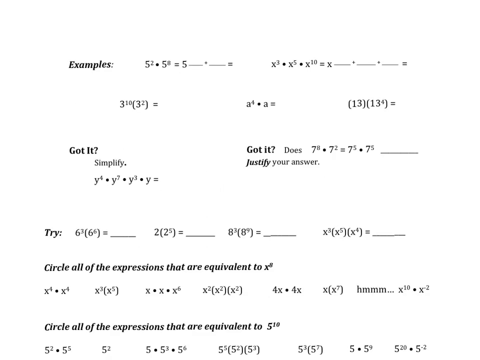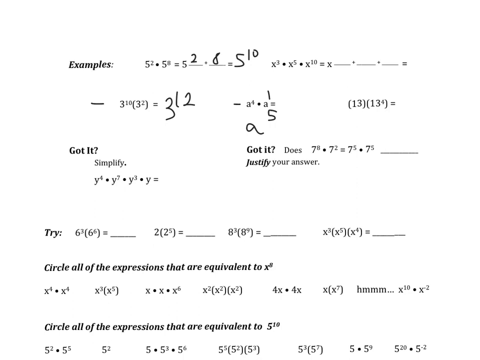Let's rifle through some examples here to get you a little bit further exposure to these properties. So if we had something like 5 squared times 5 to the 8th, it would be 5 to the 2 plus 8, which is 5 to the 10th power. Let's come down here. 3 to the 10th times 3 to the 2nd. Keep the base, 3, add the powers, 12. What about a to the 4th times a to the 1st? That's a to the 5th.